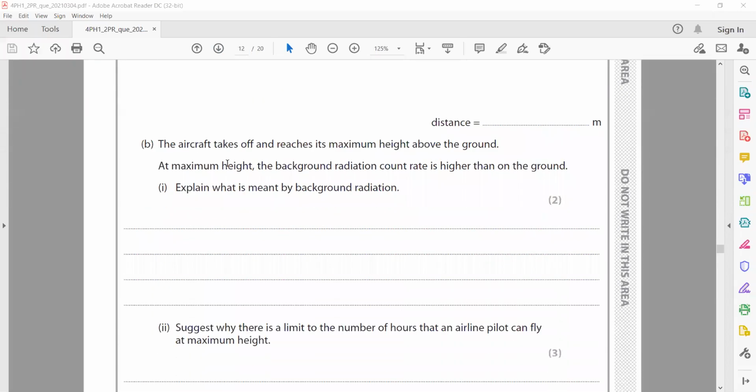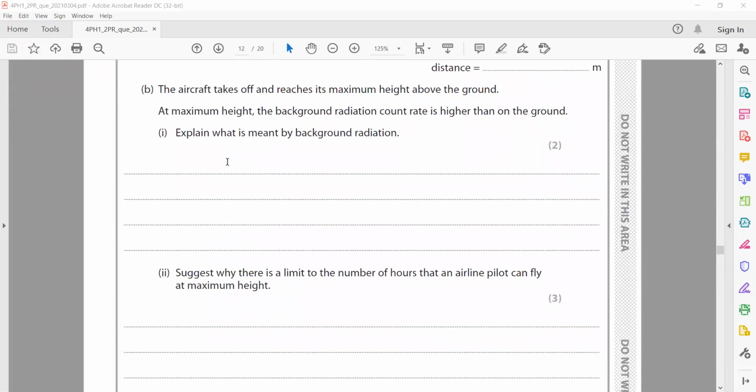The aircraft takes off and reaches its maximum height above the ground. At maximum height, the background radiation count is higher than on the ground. What is meant by background radiation? Radiation from the surroundings is known as background radiation, and why is he receiving a greater amount of radiation at higher altitude? Because of cosmic rays from the surroundings.